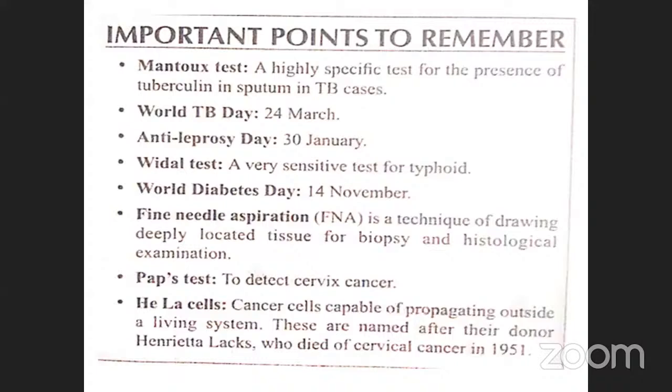Tuberculin identification by the test is called which one? Montague's test. Sometimes they may ask the question: Mycobacterium tuberculosis or TB identified by the test is called Montague's test. And then another one is called the Vidal test. I will come to these two. Vidal test, already you know, is nothing but for typhoid. A very sensitive test for typhoid. Sometimes they may ask the question: the sensitive test.